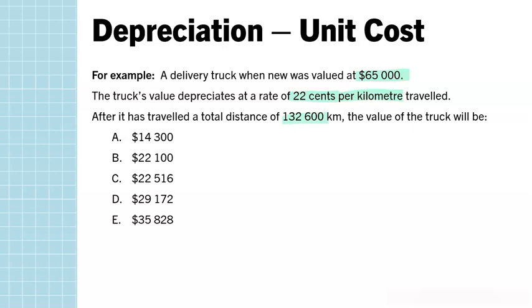So firstly, make note that we are talking about a dollar amount for the value, but then the unit cost, they've quoted that to us as cents. So we actually want to change that and say, well, our unit cost, our value of D is $0.22. We want to know what the value will be after having travelled 132,600 kilometres. So our value, effectively, I'm using a general rule and finding out the value after that 132,600 kilometres.